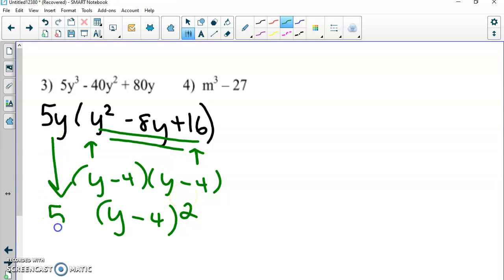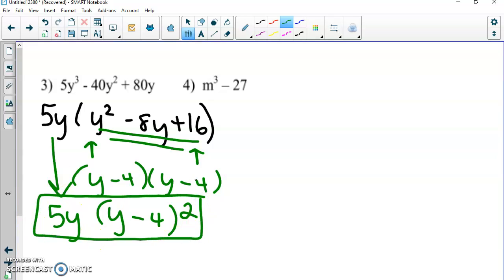Do not forget about your GCF. Final answer. Do you need to jump from the beginning to the end? Absolutely not. Take the time to write out the steps. Number 4.